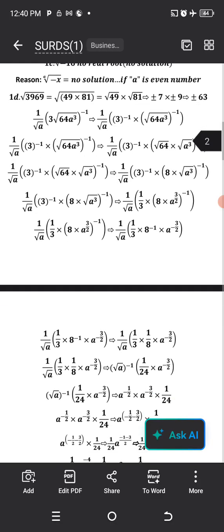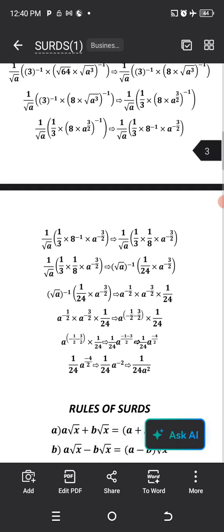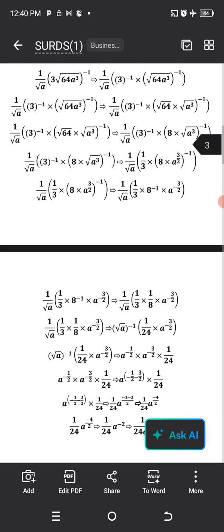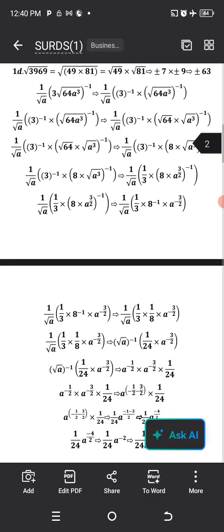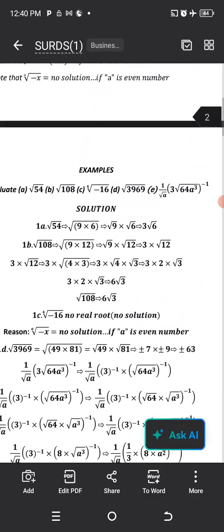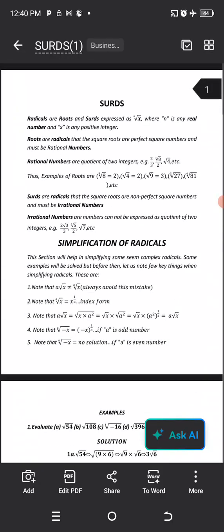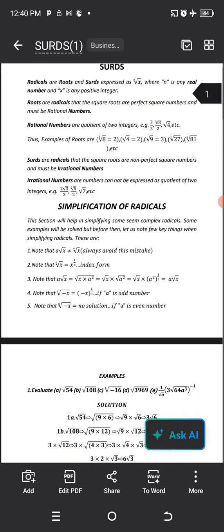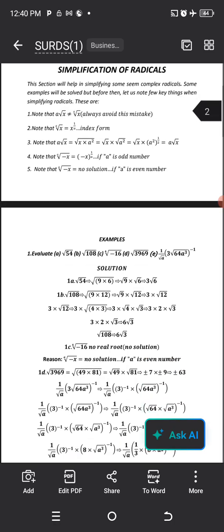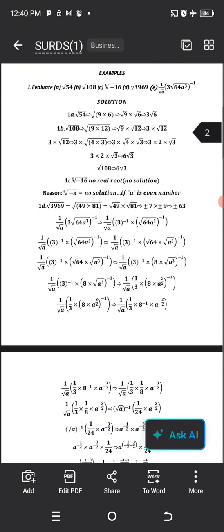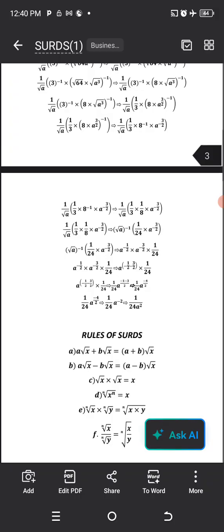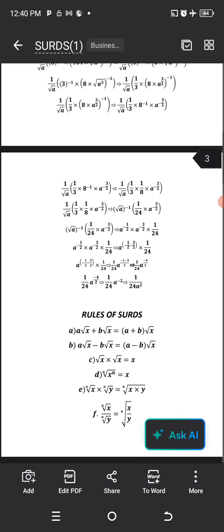You can check this through the steps. So let me scan through again, to see what I've explained so far. So this is all about surds. It's all about surds. So the next time we talk about rules of surds, and addition and subtraction of surds.